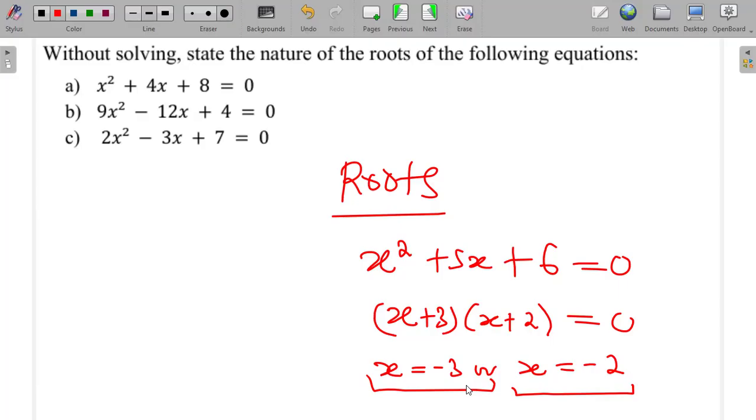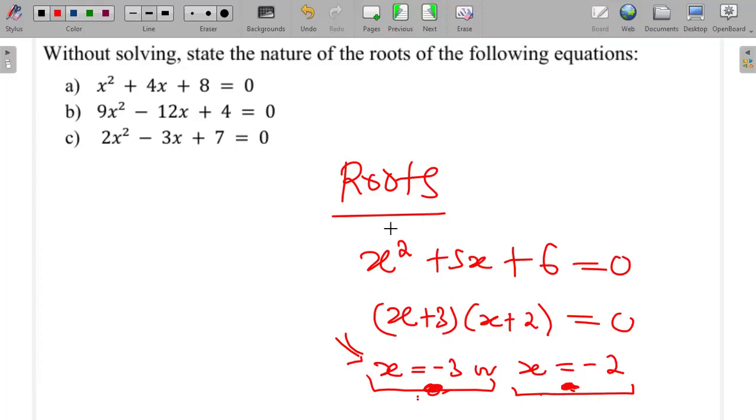Okay, so they want us to state the nature of the answers that we are going to get. So the nature can be in three categories. The nature of the roots, it can be that you have two real roots. For example, the ones that I have here. These are two real roots because this is a real number. This is also a real number. So there are two real roots. So that would be the nature of these roots.